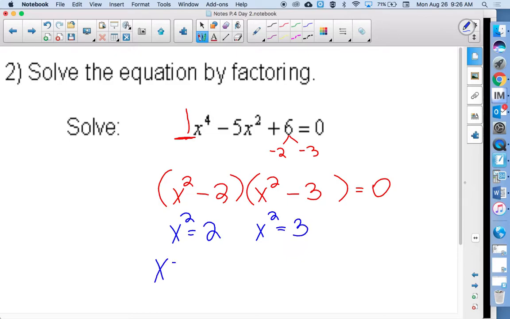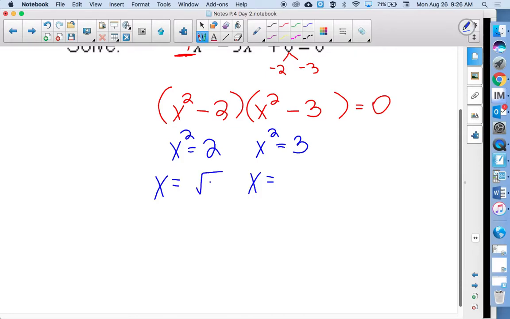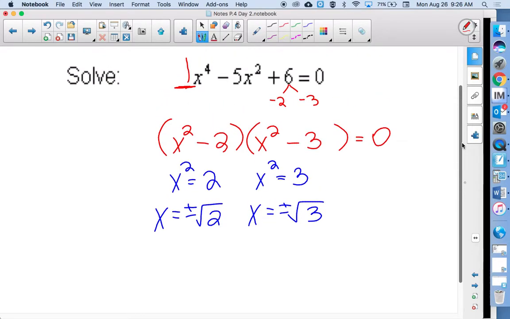So Brenton, you would have x equals the square root of 2, x equals the square root of 3. And what goes in front of both of those? Plus or minus. Plus or minus. Nice job. How many answers do you have here? 4. What's the power we started with? 4. So that power is an indication of how many answers you should have. The power of 4 means we should have 4 answers. Questions?